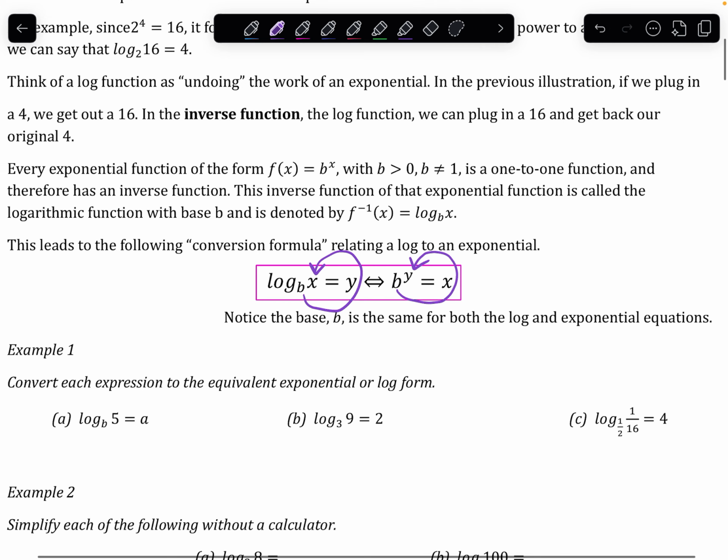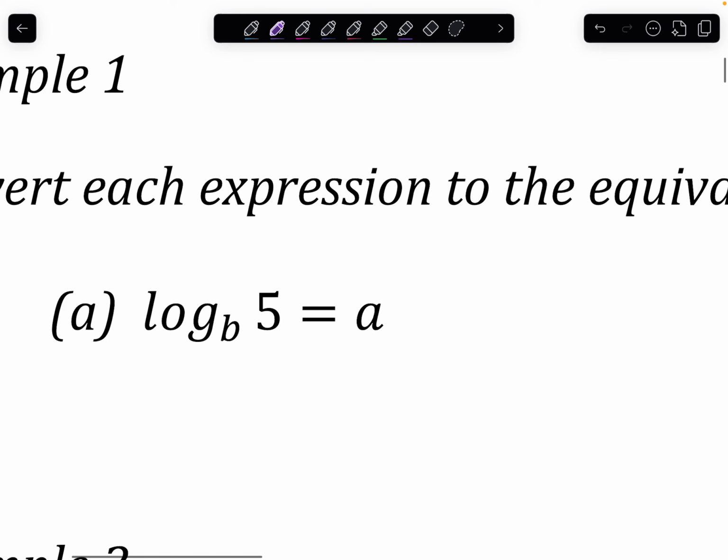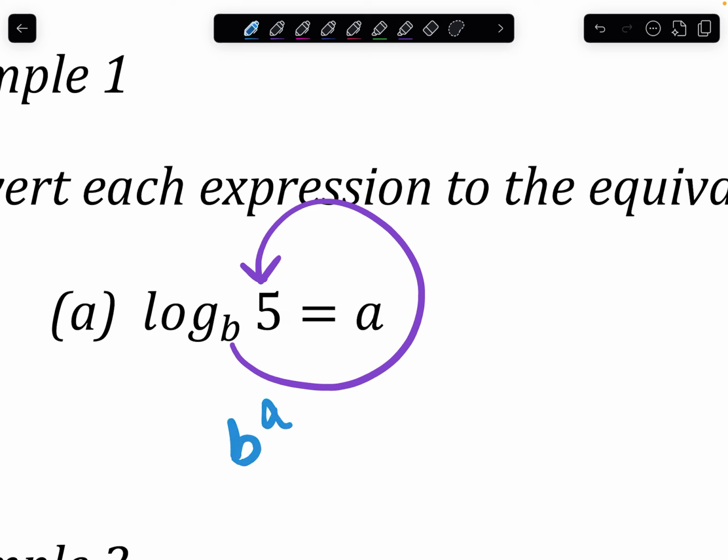All right, so first one, example 1: convert each expression to the equivalent exponential or log form. So we're just going back and forth between the two forms. For A, we've got log base b of 5 equals A, and we're being asked to go to the other form, which would be the exponential form. So start at your base b, counterclockwise loop, which is going to give us b raised to the power of A equals 5. So all we're doing is changing forms. We're not evaluating anything, just changing forms.